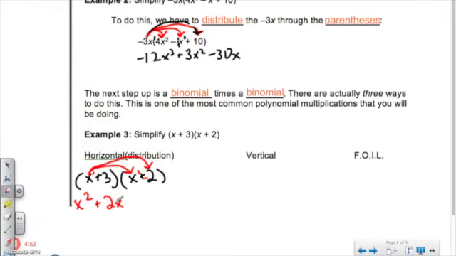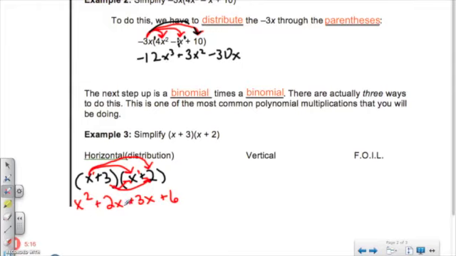And I've got x squared plus 2x. Then I'm going to take my 3 and multiply it by everything inside of this binomial. So 3 times x will be positive 3x, and 3 times 2 will be positive 6. And your last step when using this method is going to be to combine your like terms.